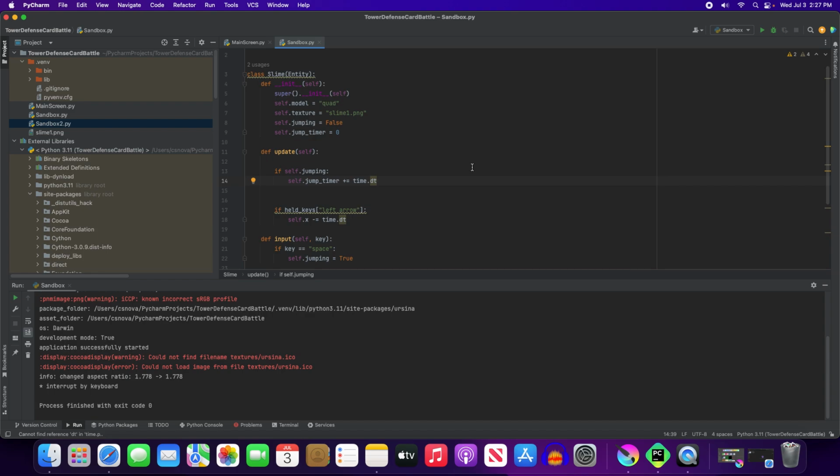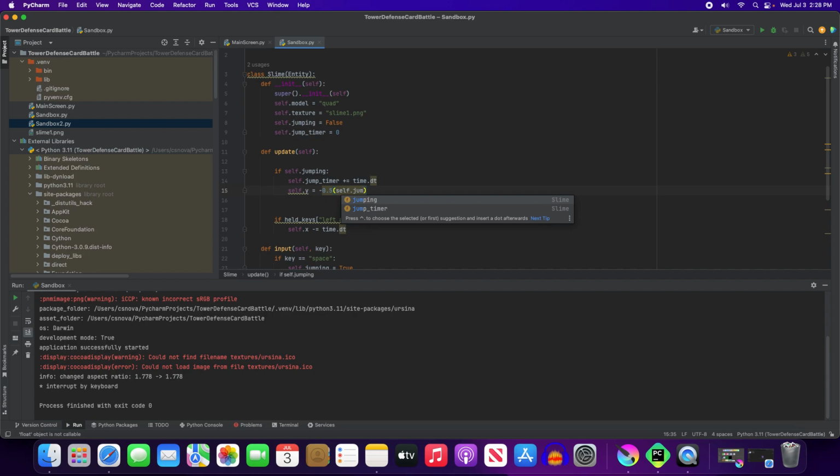I want it to be greater than 0, and here's what we're going to do: self.y, instead of adding and subtracting, we're just going to flat out set it equal to some sort of quadratic function. Now, on planet Earth, we do negative 9.8 meters per second squared. I'm going to try something a lot less than that and see where it gets us. So negative 0.5 times the jump timer squared. So that's like time squared.